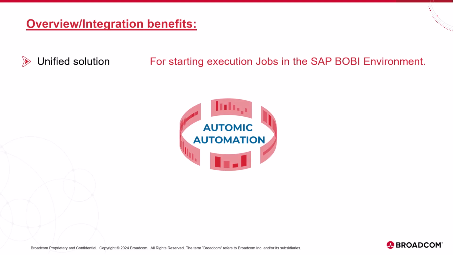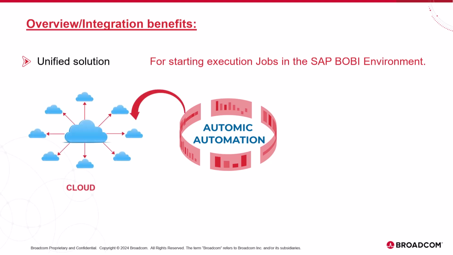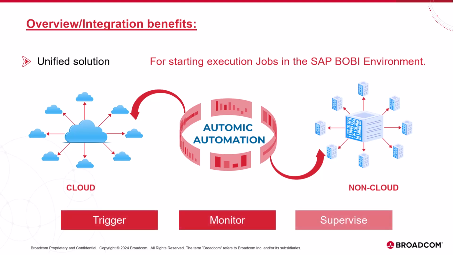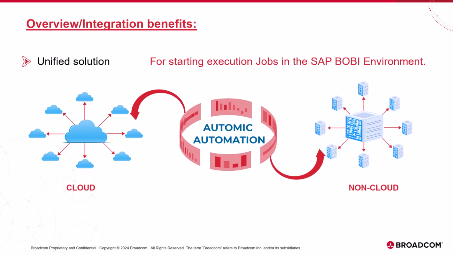Automic Automation plays a central role in orchestrating operations across multiple environments, including the cloud. Automic Automation synchronizes these processes with other, non-cloud operations. By integrating SAP BOBI, we can configure process automation centrally in Automic Automation and then trigger, monitor, and supervise everything in one place. SAP BOBI processes can then be synchronized with all other environments routinely supported by Automic Automation.